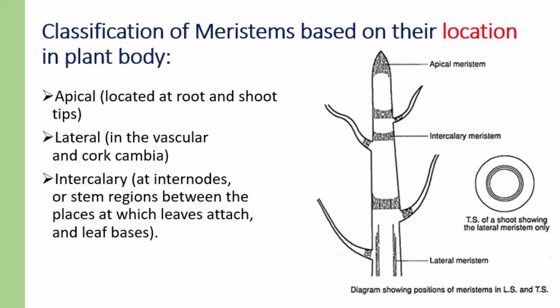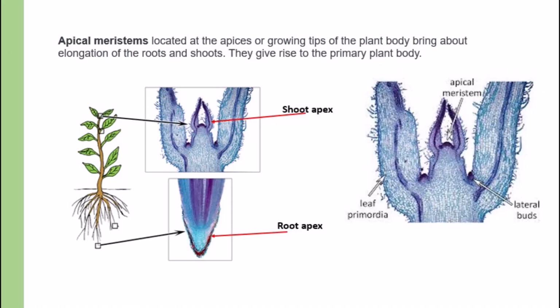Next, we have the classification of meristems based on their location in the plant body. They can be divided into apical meristems, lateral meristems, and intercalary meristems. The apical meristems are located at the shoot and root tips. That is the growing regions of the plant body. So they bring about the elongation of the roots and shoots. These give rise to the primary plant body.